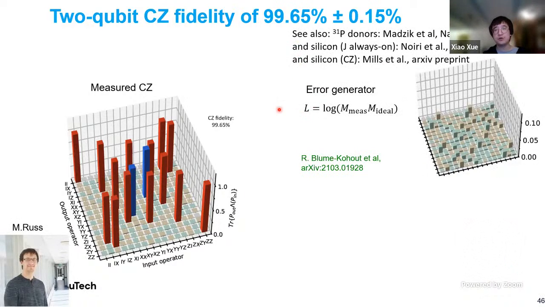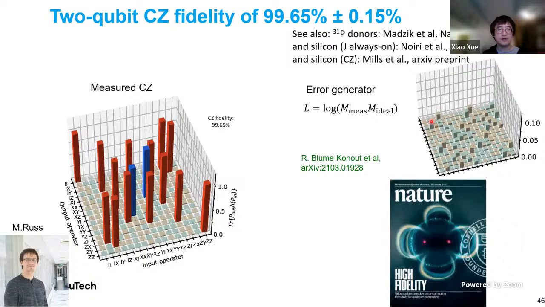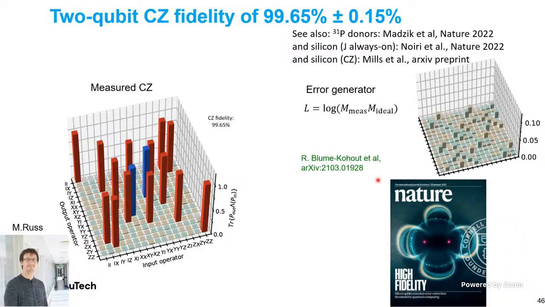So GST also, like I said, tells you everything. You can also get the error generator from it, which is the logarithm of the measured process multiplied by the ideal process. And the error budget I showed you before was obtained from here. So very nicely together with the other two works, I really want to highlight again that it was a hand result. Yeah, thank you.